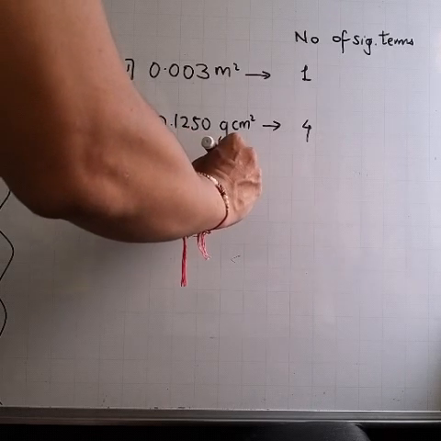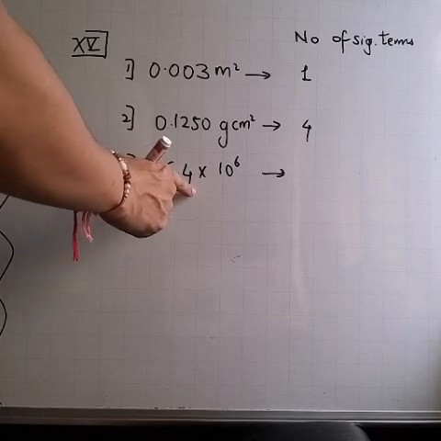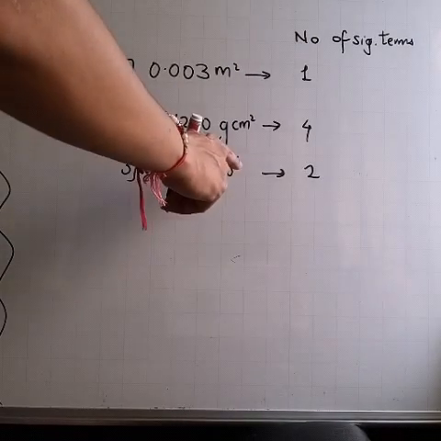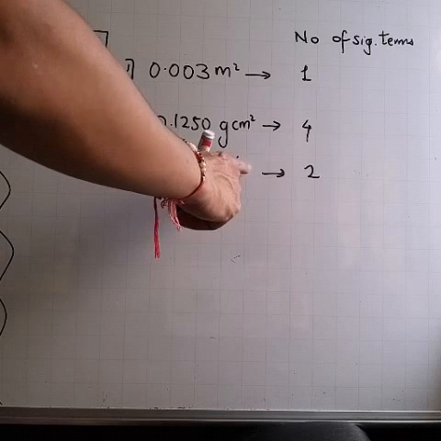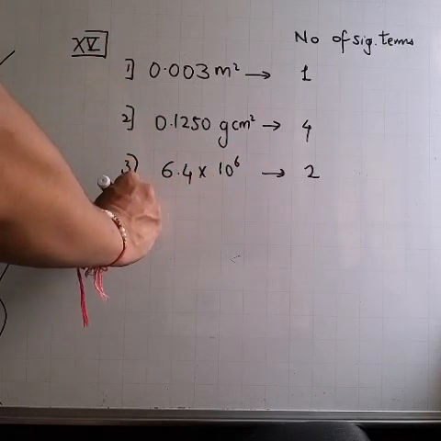Third example is 6.4 into 10 raised to 6. Now it is very clear, both these terms are non-zero. So the number of significant terms is simply 2. This is the order of magnitude. Order of magnitude is 6. That is not a significant term. Only these 2 are significant terms.